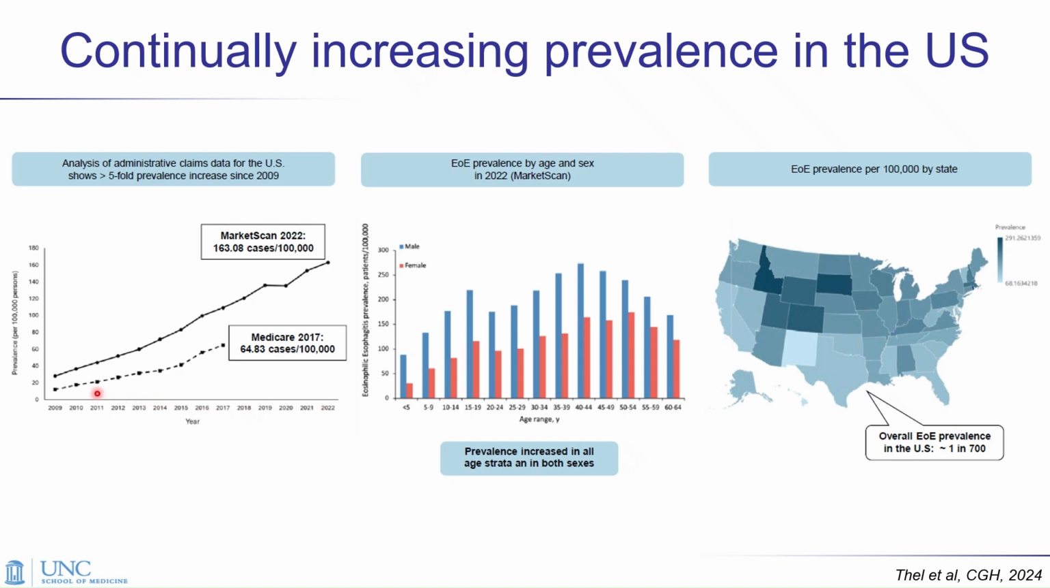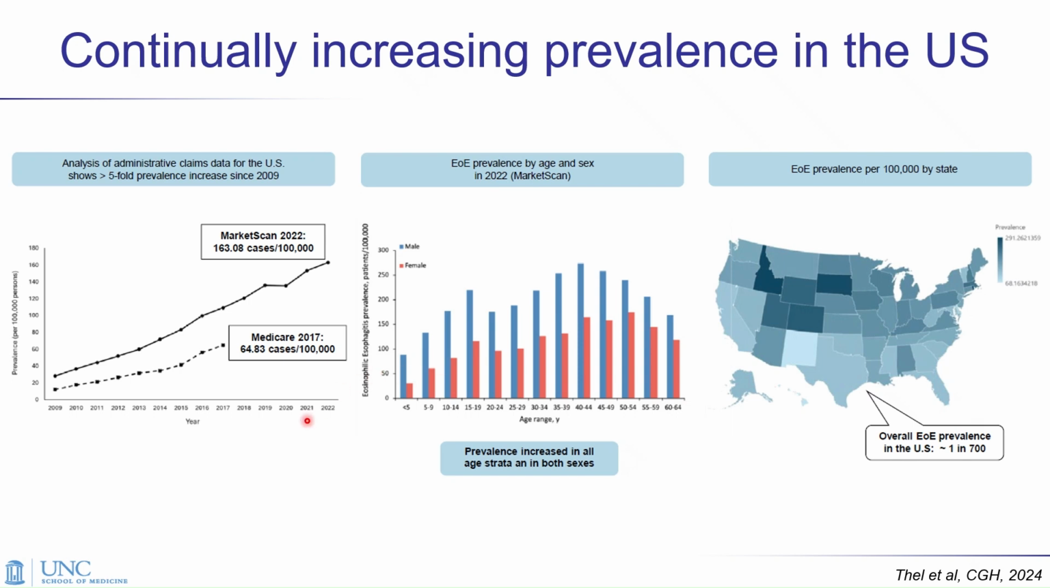whether we look in two different insurance databases, sure enough, EoE is increasing every year except during COVID, when fewer endoscopies were performed. Overall in the US, we're now up to about 1 in 700 people having EoE, which means about 500,000 people are known to have EoE in the United States. And you can see there are differences in the number of people with EoE by the state they live in. The darker colors have more people and the lighter colors have fewer people.